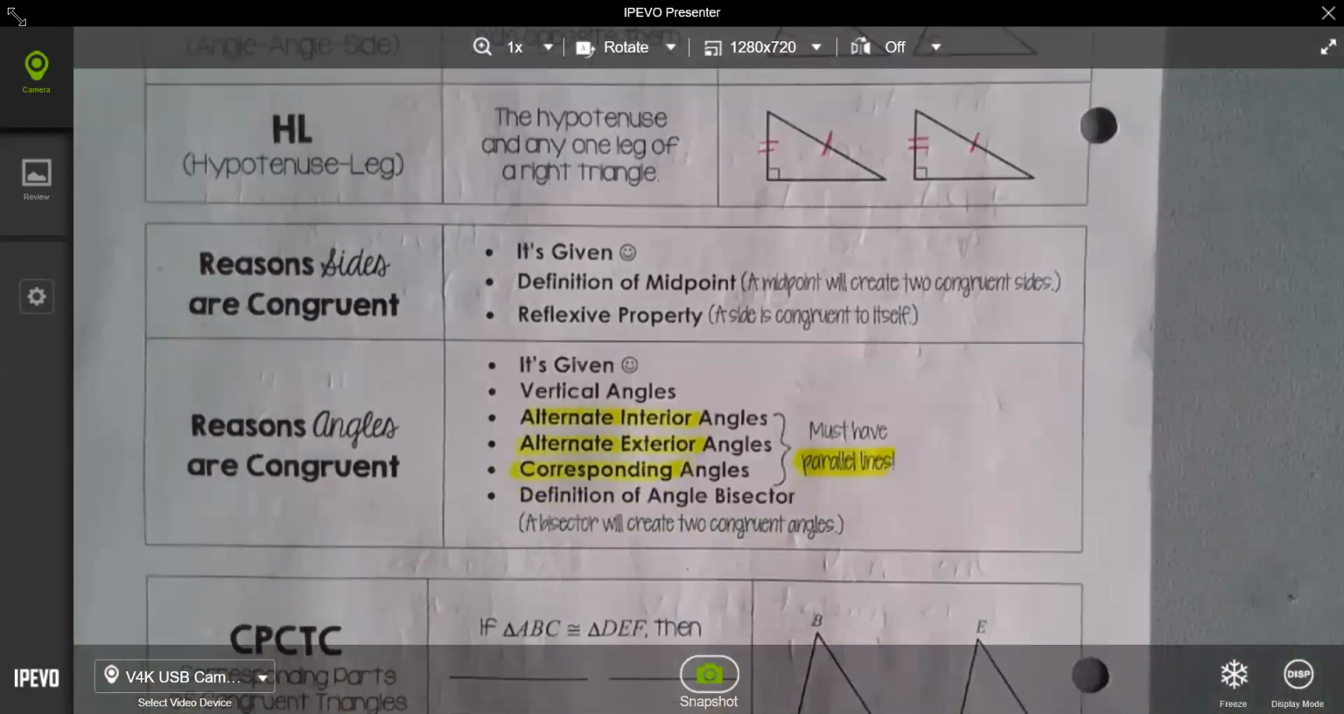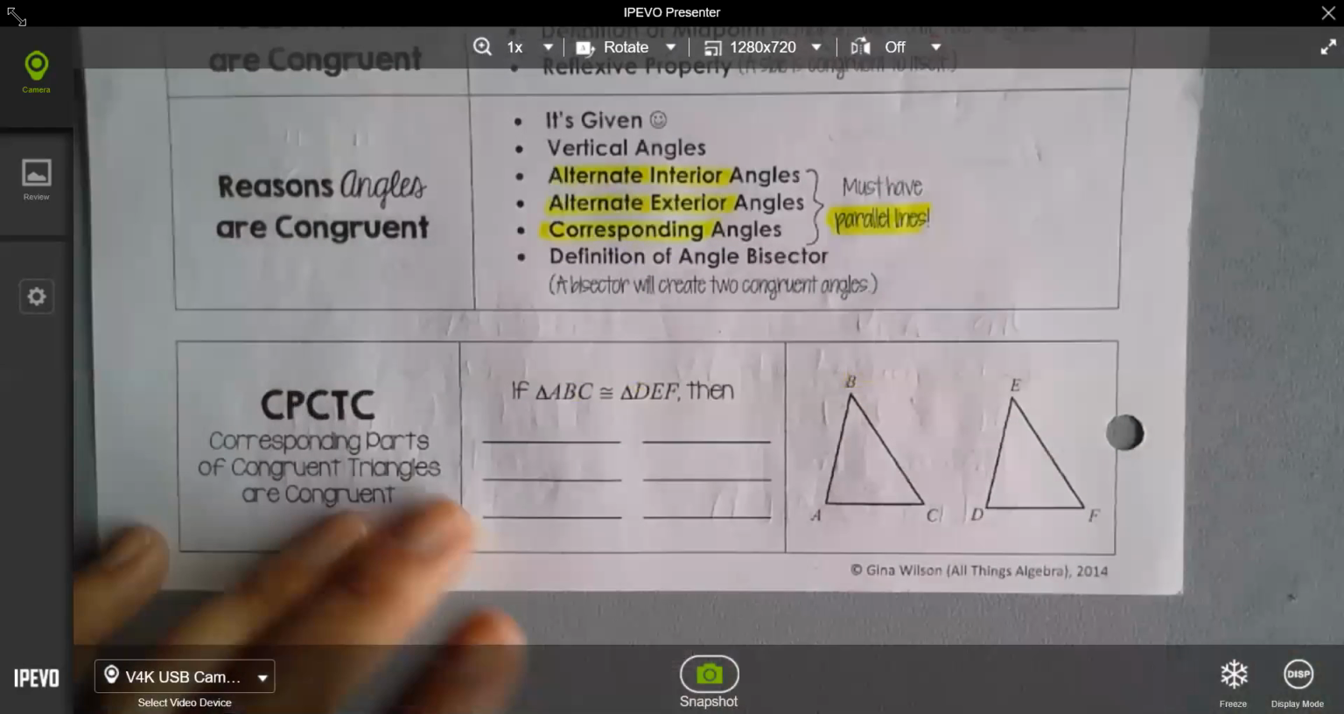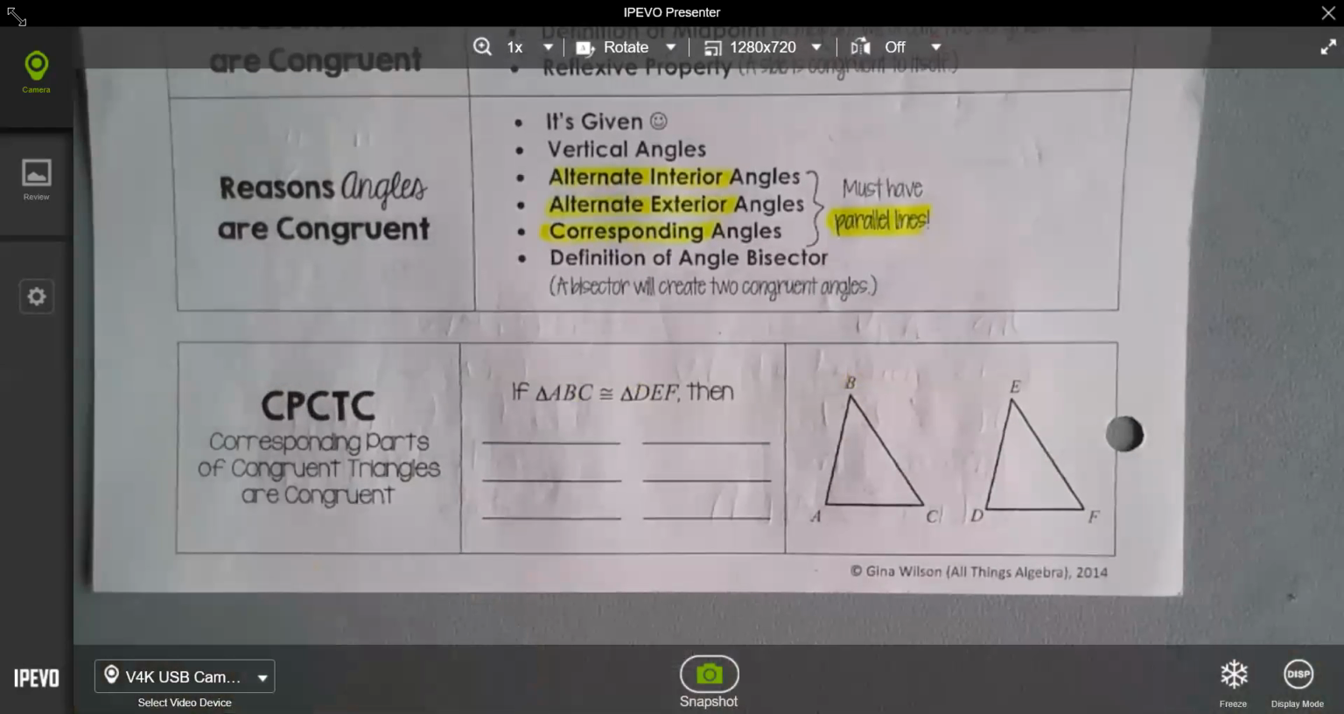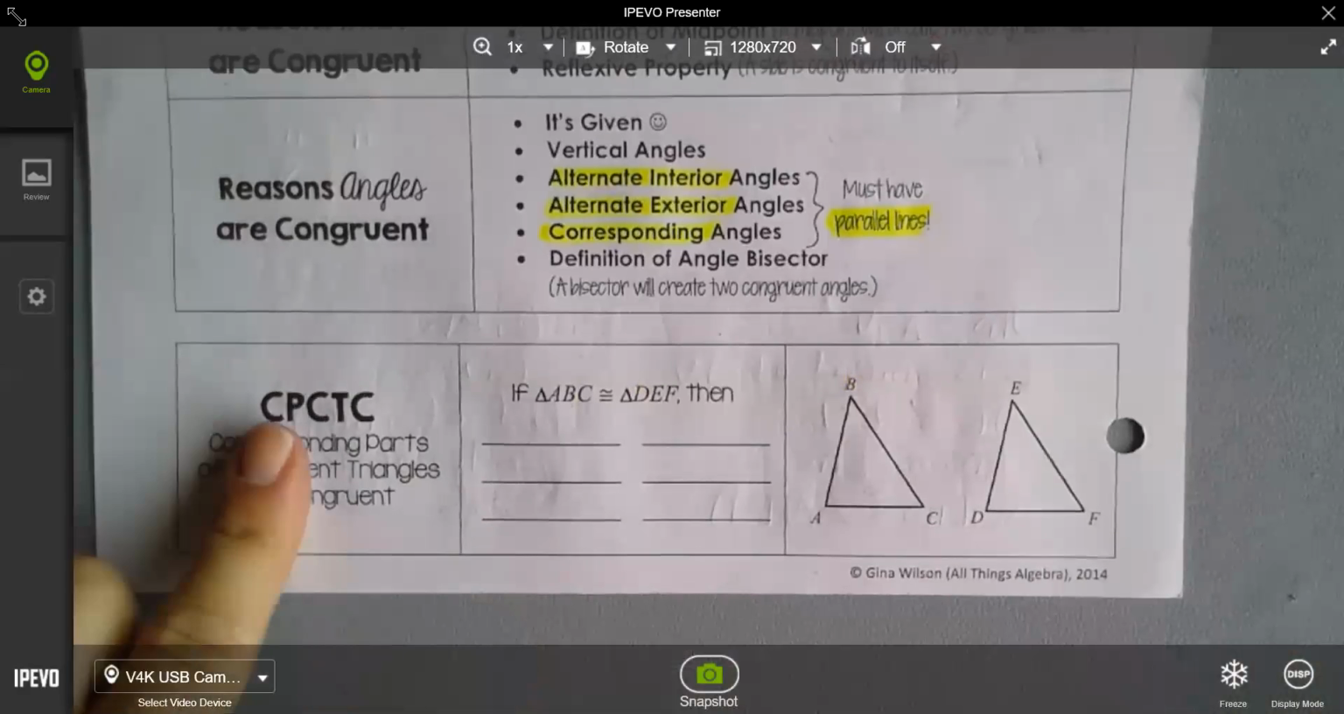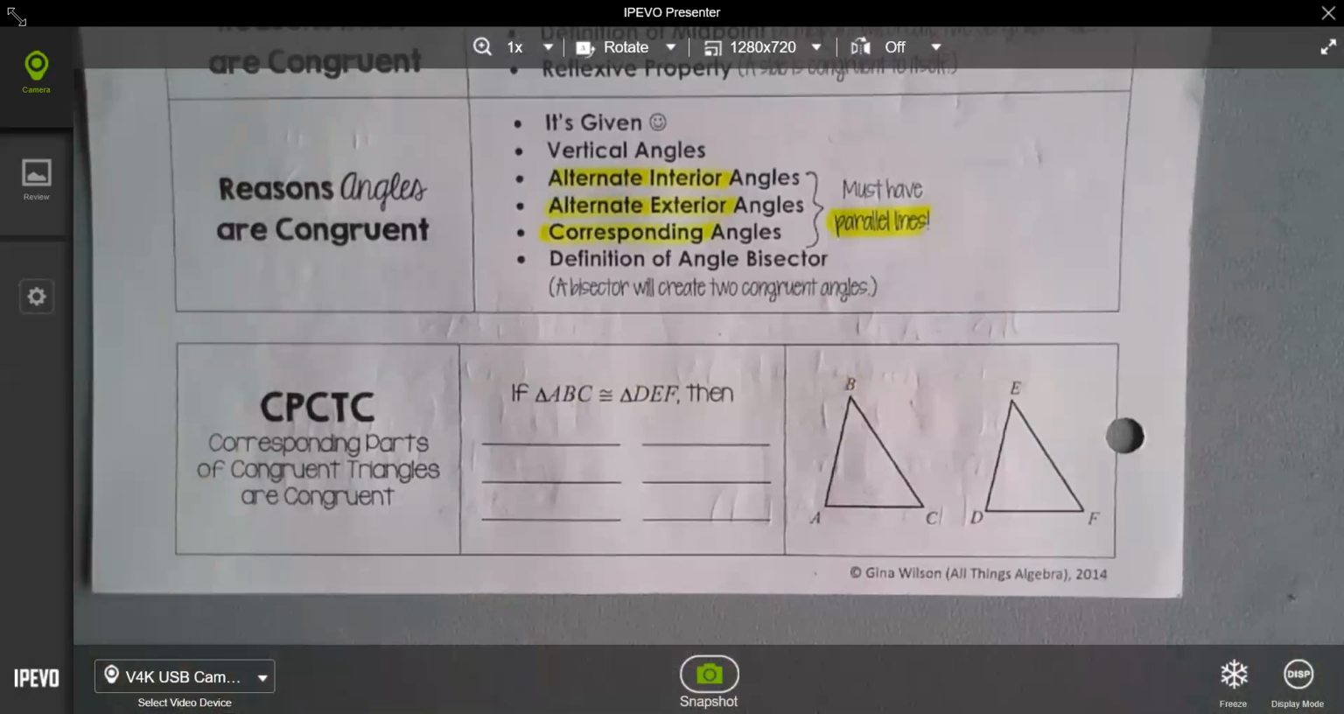All right, so that means that tomorrow we're probably going to come and loop back around to CPCTC. So you have some practice to do, work through that, and prepare your questions that you need to ask.